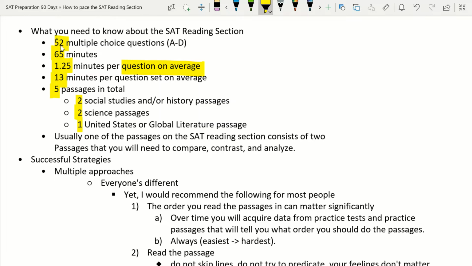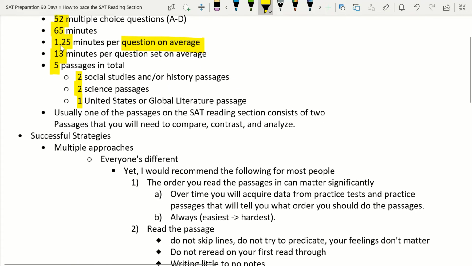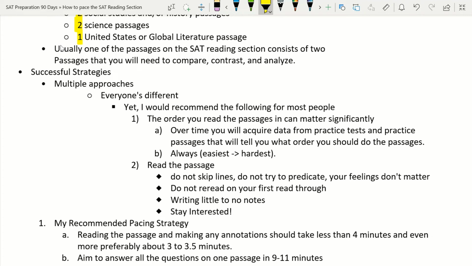So what are successful strategies for pacing the SAT reading section? First thing I want to go over is a successful strategy just for generally taking the SAT reading section.